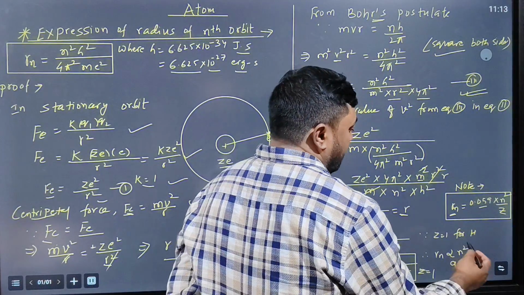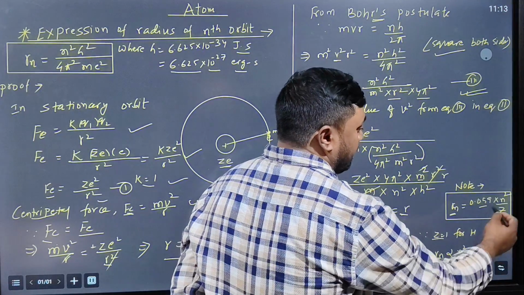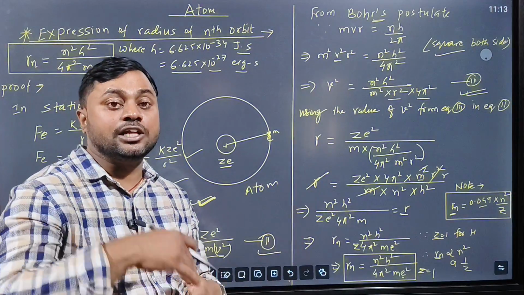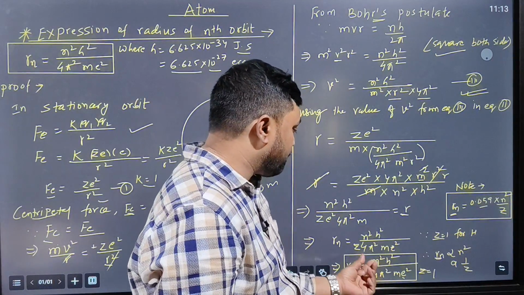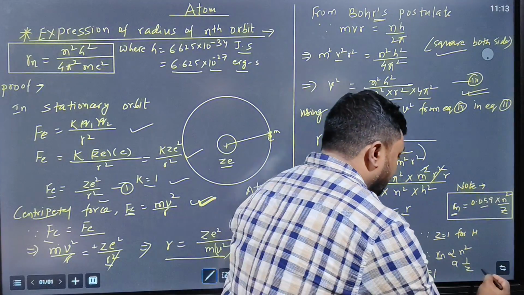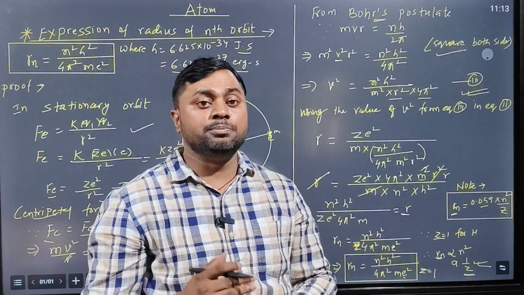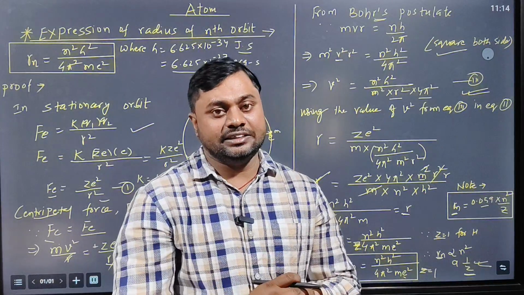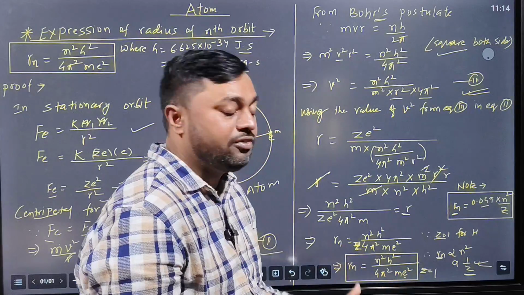It means, for hydrogen atom, Z we put 1, so radius of nth orbit is directly proportional to n square. n is nothing but the shell. If the shell increases, radius also increases. And in general, radius of nth orbit is inversely proportional to Z. You can see Z is there in the denominator, right? So radius of the atom is inversely proportional to the atomic number. If atomic number increases, radius decreases. Yes or no? We have learned this also. Okay, I hope you understood this derivation.